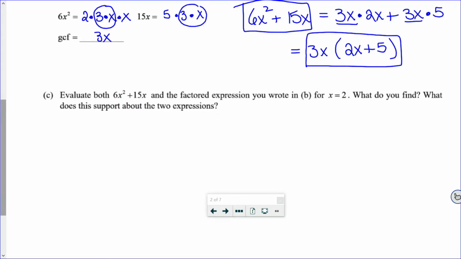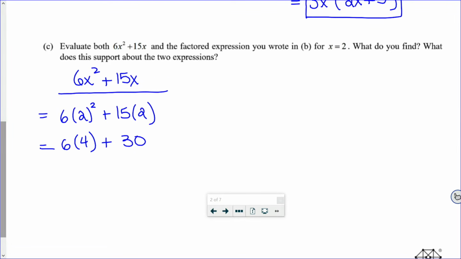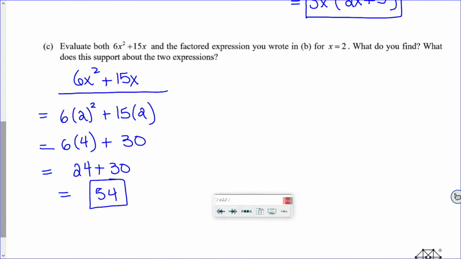All right, so first things first, 6x squared plus 15x. I just put a line underneath here. I'm going to have 6 times 2 squared plus 15 times 2, right? Now 6 times 2 squared is going to be 6 times 4, and 15 times 2 is going to be 30. 6 times 4 is 24 plus 30, and that's equal to 54. So my original expression is equal to 54 when x is equal to 2.